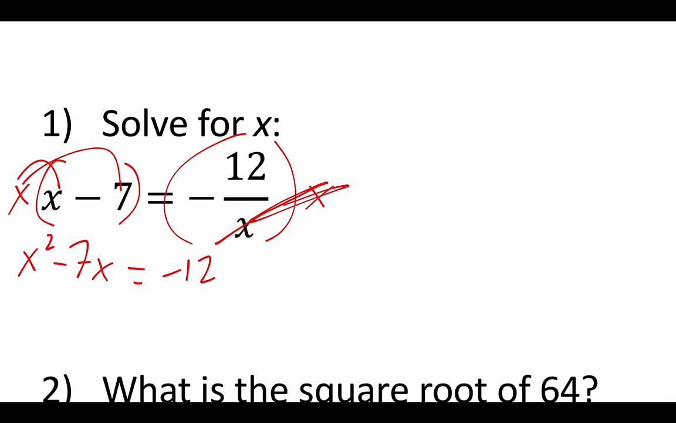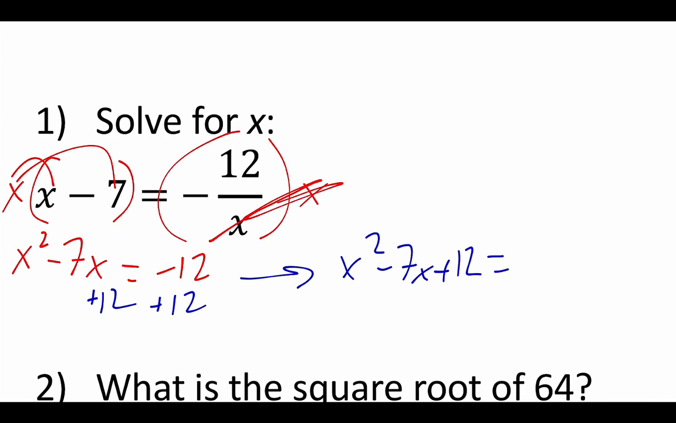To keep solving for x, let's get everything on the same side. So I'm going to add 12 to both sides. So when we add it to the left side, we have x squared minus 7x plus 12 equals 0.